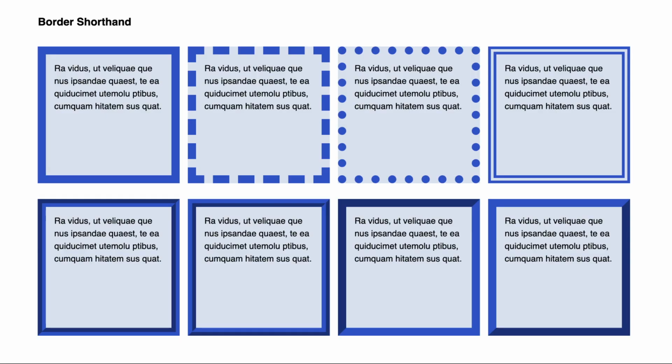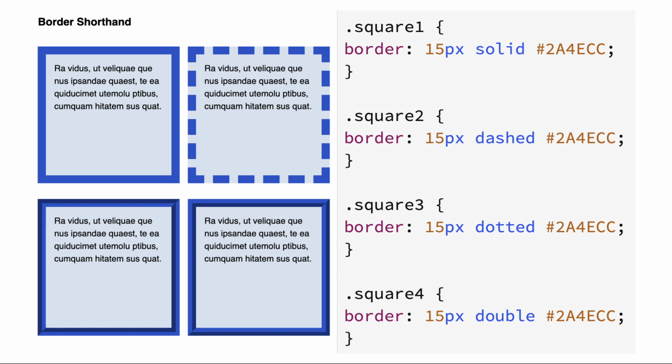Here are our squares again. Looking at the CSS for the first 2 squares, we are showing the shorthand where we specify the width of 15 pixels first, the border style, and then the border color in a hexadecimal code. The first square has a solid border, while the second has a dashed border.